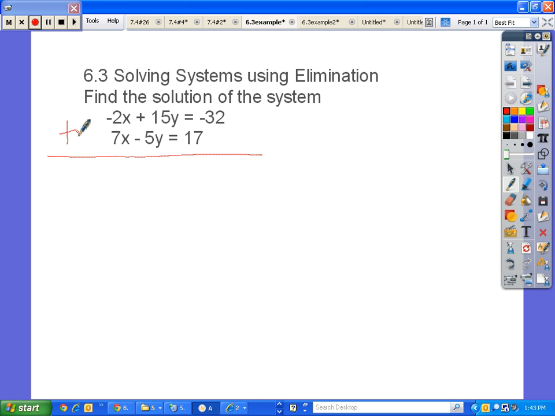So how do I cancel out a variable? What do I need to have to cancel a variable? What do the numbers need to be? The same. So the value needs to be the same. The value of the number is the same. And what about the signs?